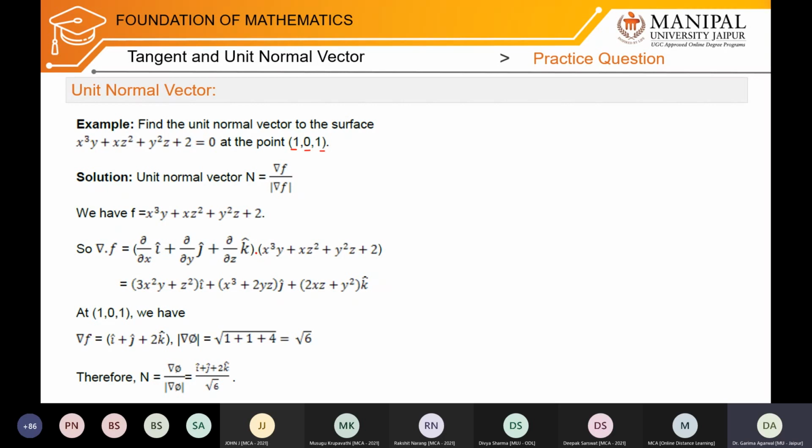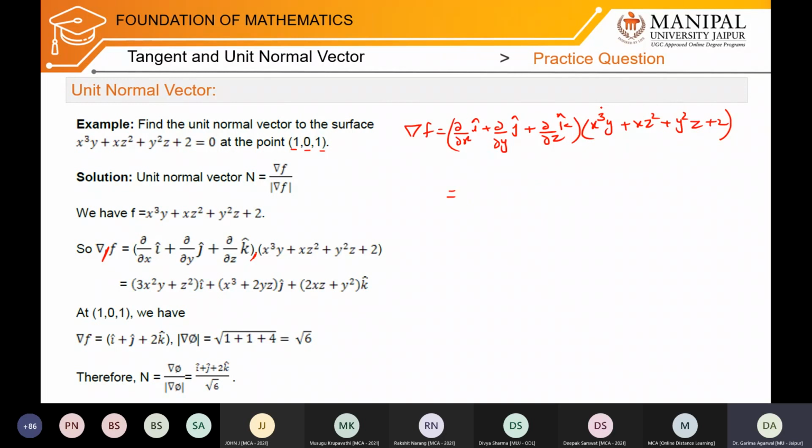So gradient f, del operator. Multiply, this dot should not be there. It is a simple multiplication. Gradient f, the dot should not be there, it's a typo error. Del by del x i cap, del by del y j cap, and del by del z k cap, times the vector x cube y, x z square, y square z.